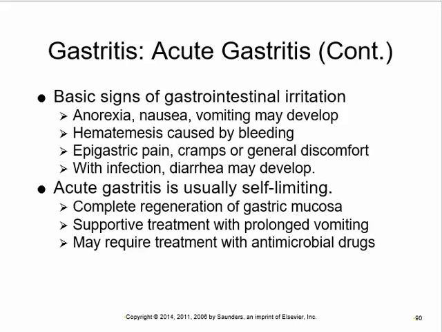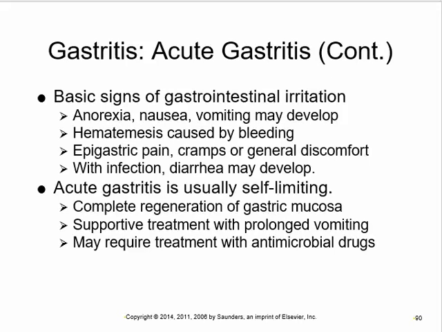Nausea and maybe vomiting. Vomiting up blood if the inflammation causes ulceration and bleeding. You get epigastric pain. So this is the middle of the upper of the 6 quadrants. Cramps, etc. You may end up with diarrhea. This is the classic food poisoning type diarrhea where you're puking on one end and pooping at the other and you don't know which end to put over the toilet.